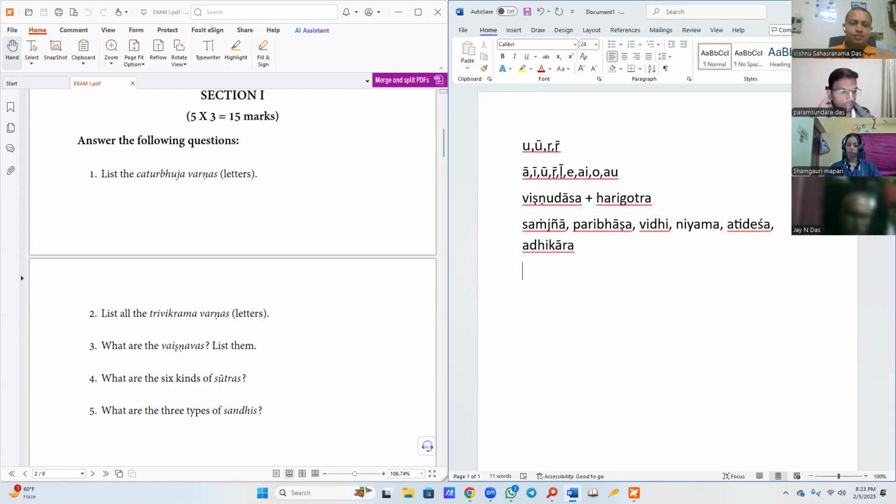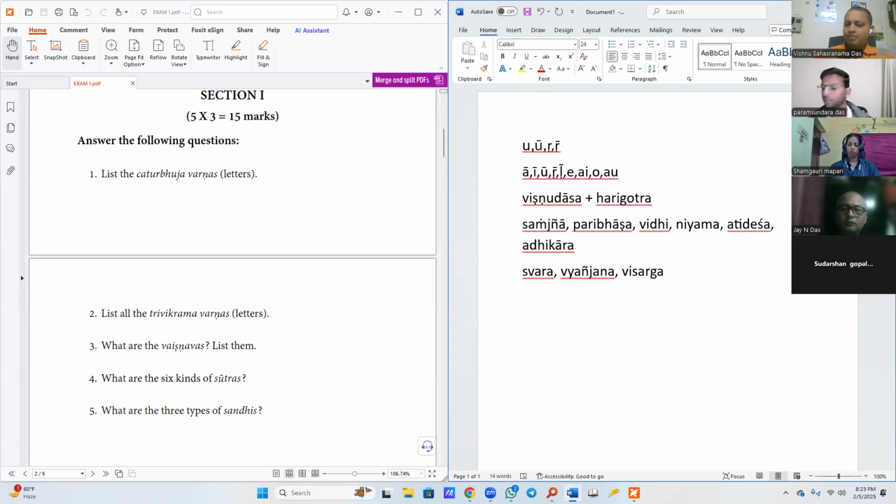Then three types of sandhis: Swara sandhi, Vyanjana sandhi, and Visarga sandhi. If you have written three types like Adesh, replacement, insertion, and deletion, that is not what was meant to be asked. But if you have written that, okay, give full marks to yourself also. Okay, so that was the first part here.